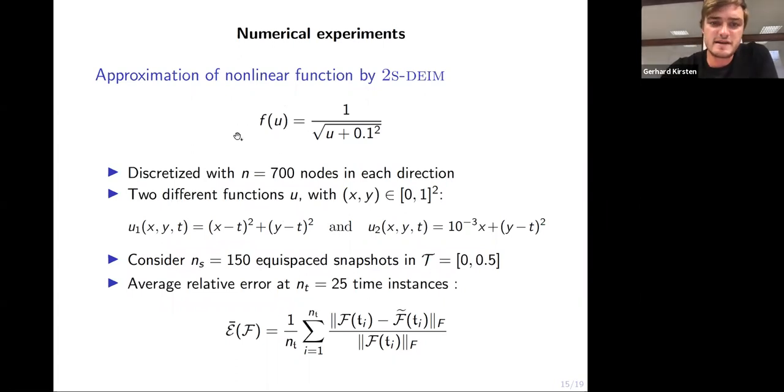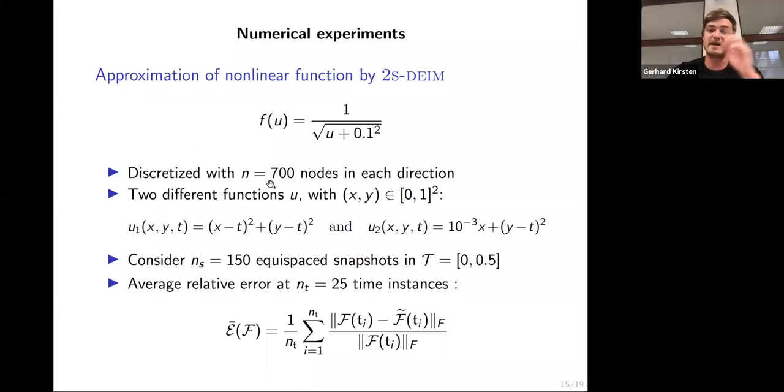We consider this scalar function f of u, which is 1 over the square root of u plus 0.1 squared. And we consider it for two different functions u in the space domain [0,1] by [0,1]. The first function is a very symmetric one where the movement in the x and y direction is the same. And the second is one where the dominant movement is in the y direction and almost no movement in the x direction. So for both functions, we discretize with 700 nodes.